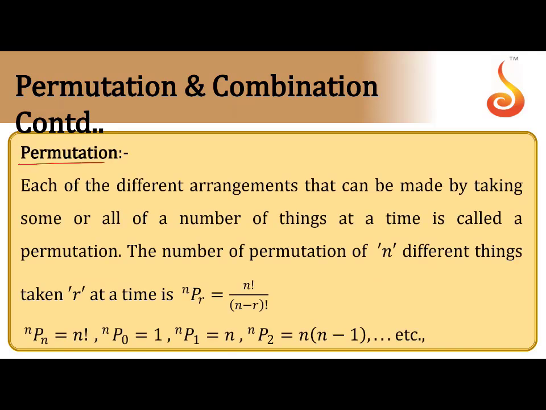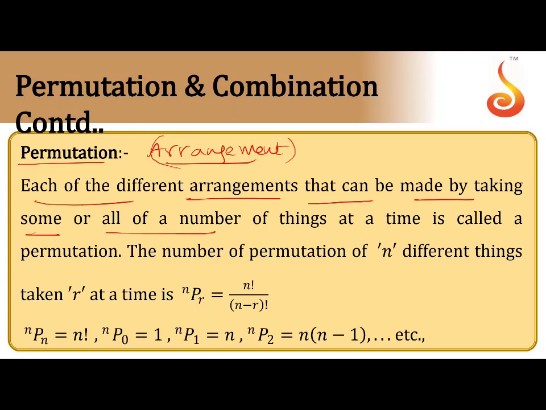Next, what is permutation? The basic thing is that permutation means arrangement. That is a simple thing. That means each of the different arrangements that can be made by taking some or all of the number of things at a time is called a permutation. If there are some objects, you can take a few things or all the things and write the possible arrangements. So each arrangement we call a permutation. I hope you understand. Each of the different arrangements that can be made by taking some or all of the number of things at a time is called a permutation.